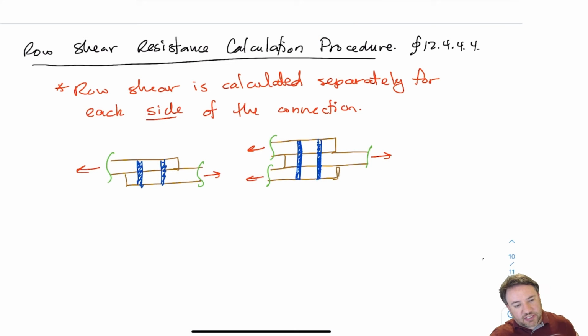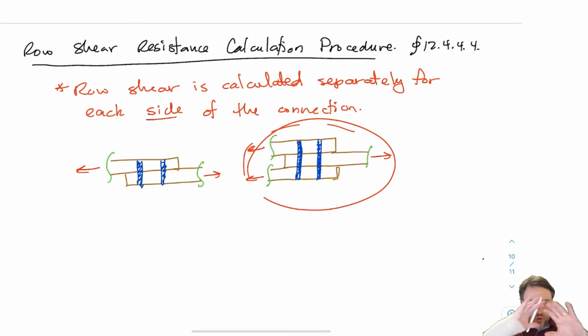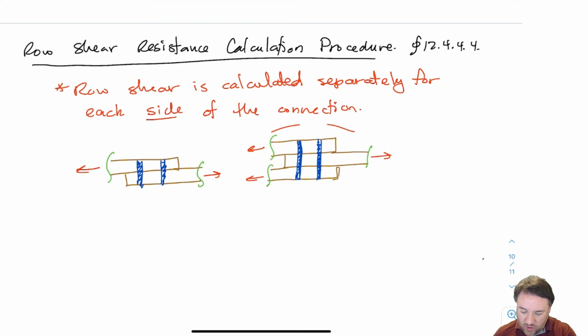So when we talked about the yielding resistance, I made a point of talking about the fact that yielding resistance is one calculation for the entire connection. So if this is my connection, the whole connection, I have one yielding resistance that I calculate. All of the rest of the checks are not like that. For all of the rest of the checks, I have to check for each side of the connection separately.